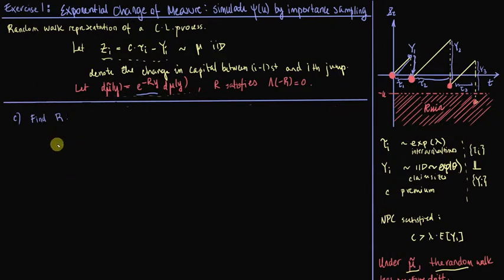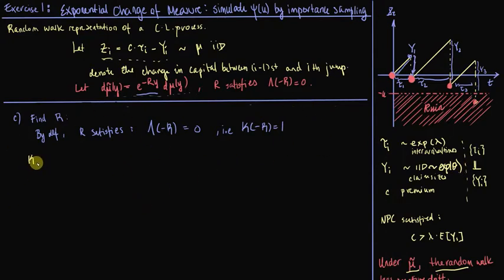Now recall that R, by definition, must satisfy that the cumulant generating function evaluated in minus R is equal to 0. So in order to find that, we should calculate the cumulant generating function, or something that is just as good, because the cumulant generating function in minus R being equal to 0 is equivalent to the moment generating function in minus R being equal to 1, right? So it is just as well if we can find the moment generating function in our case.